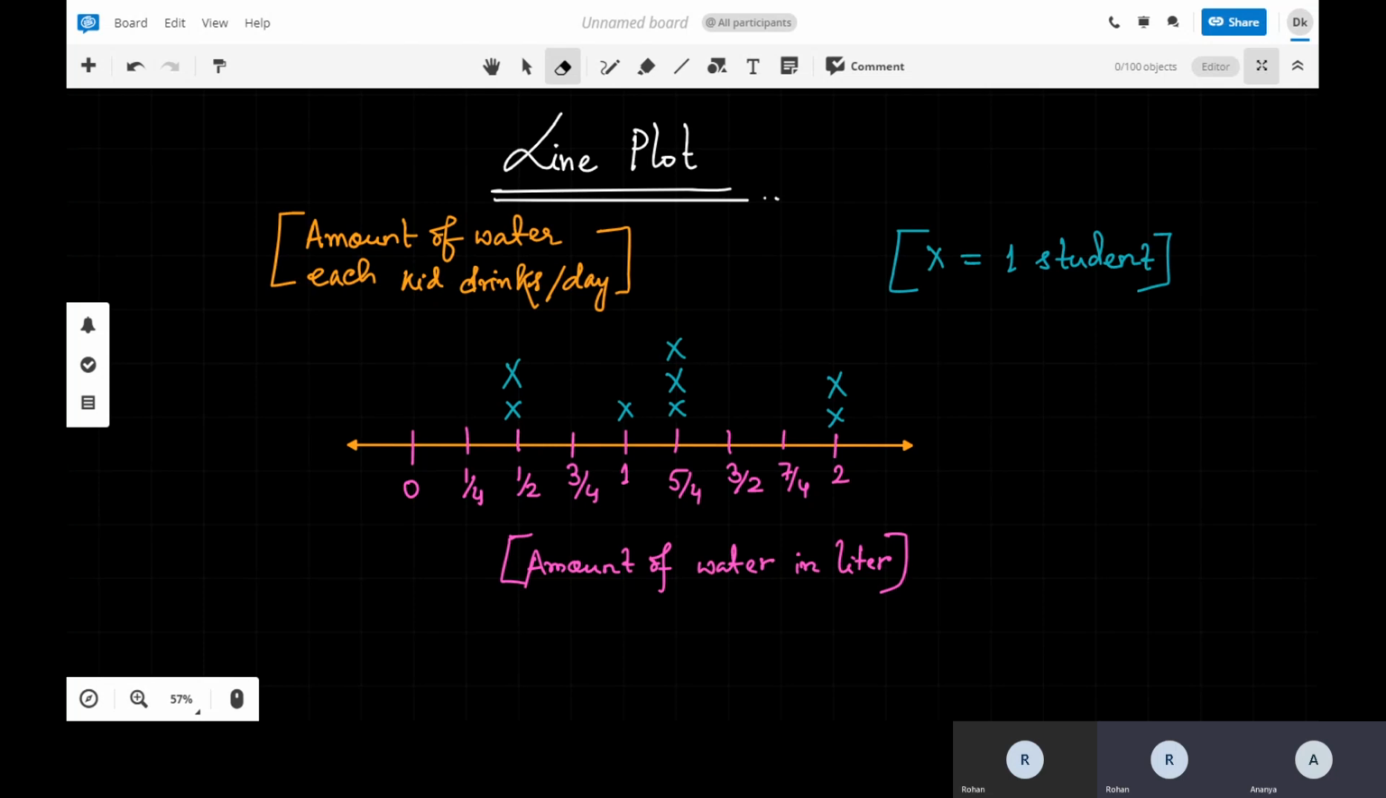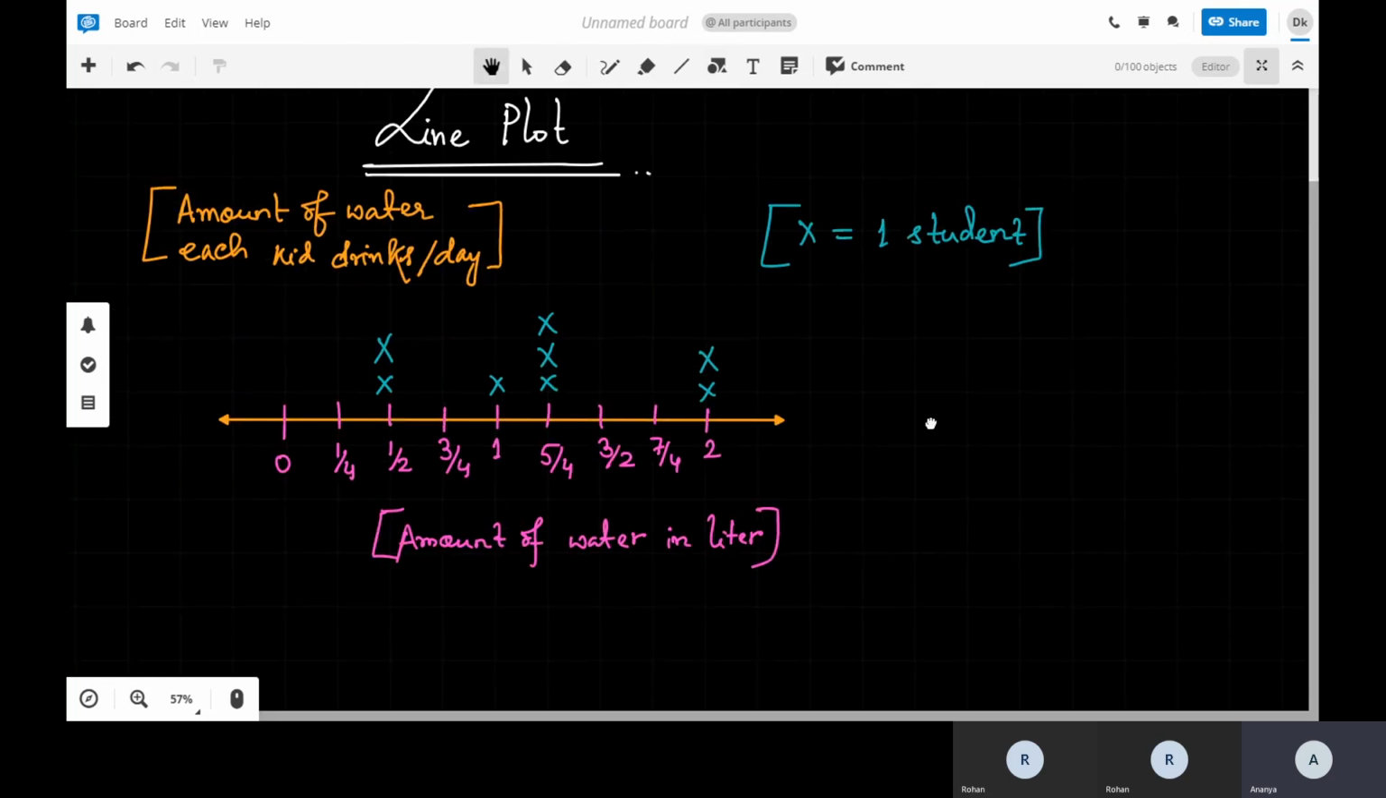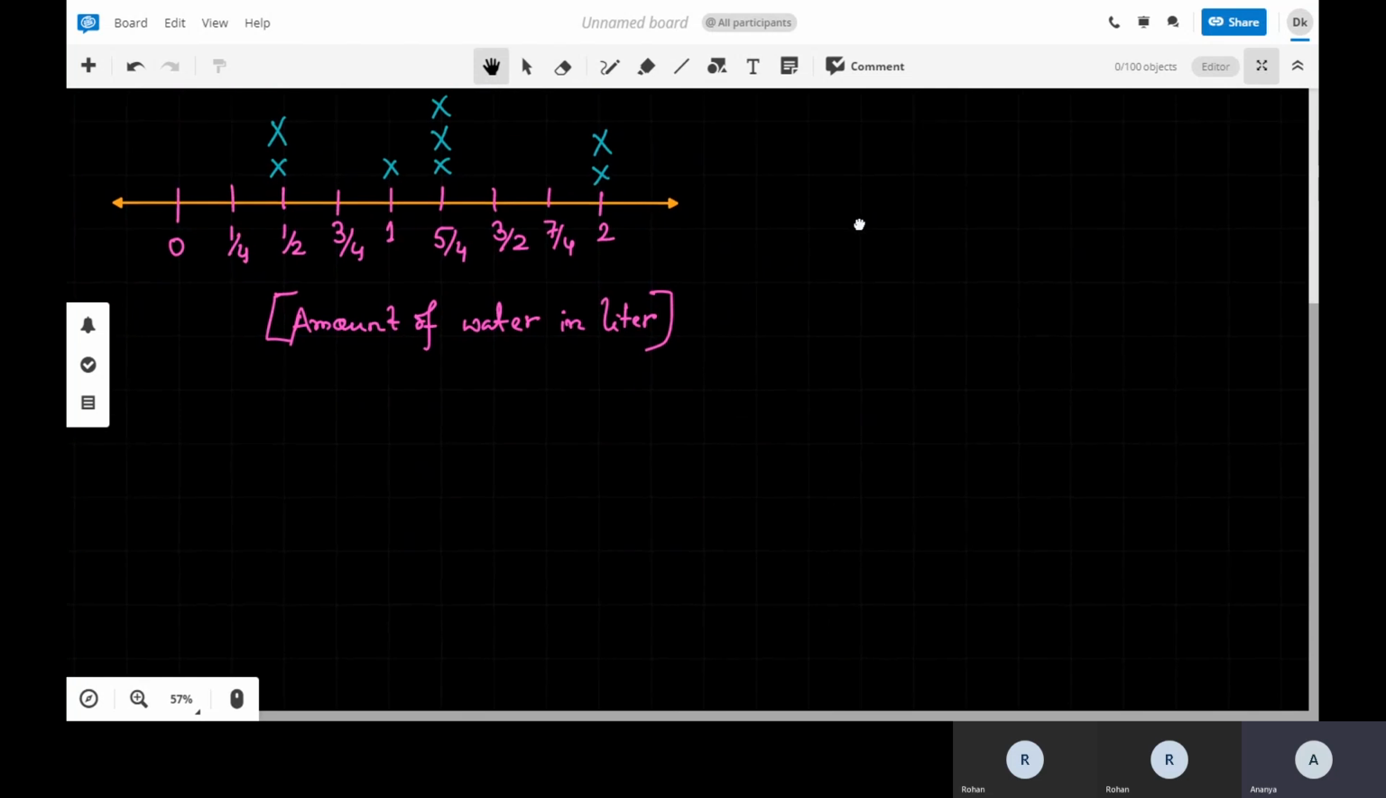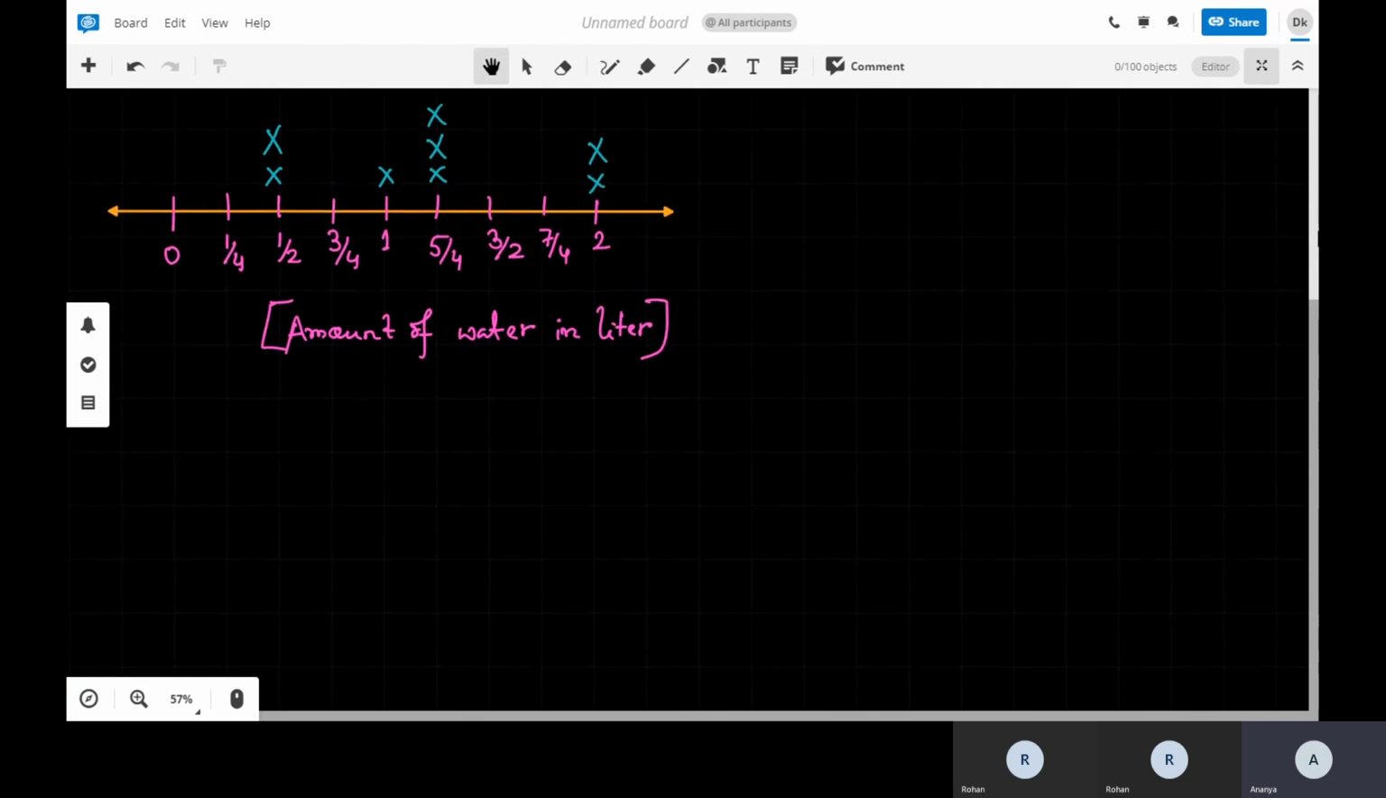This is exactly what we have to do with the help of a line plot. A line plot would be given to us, all necessary information would be given to us, and we need to look at the line plot, understand it, and answer some very simple questions related to it. Okay, Rohan, got it? That's great. Then let's have some questions on this line plot. It's very easy. I'm just keeping the line plot in here. Let's have the first question.